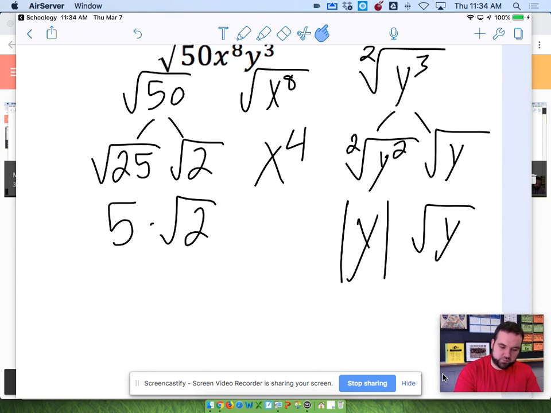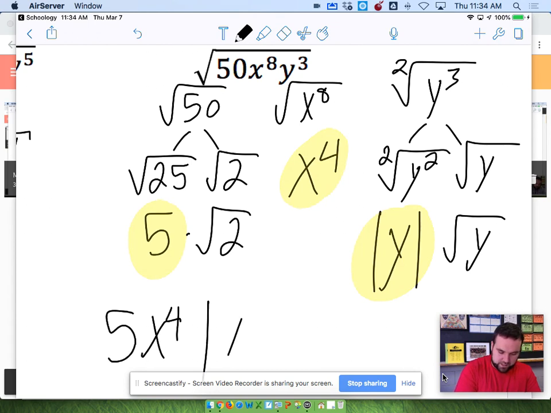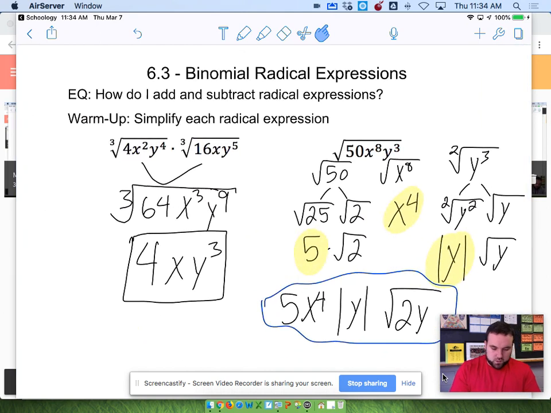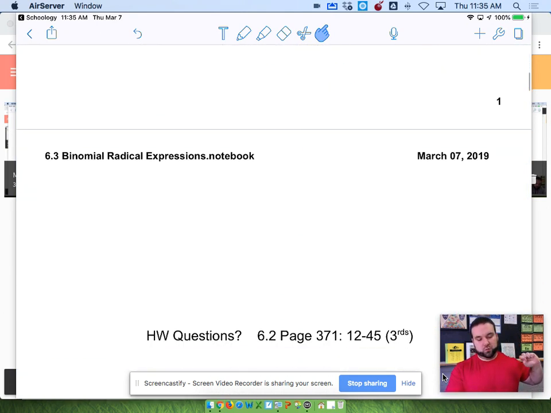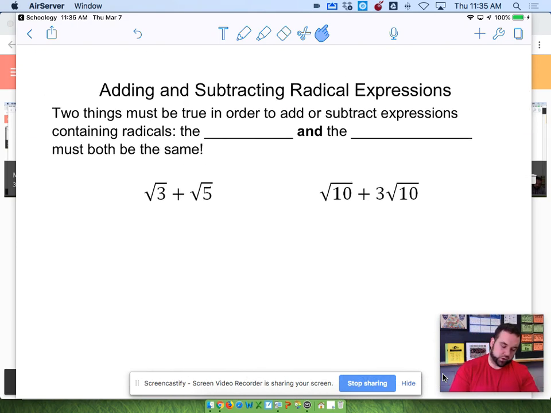What we did in 6.2 was we said, let's take all the things that made it outside of the radical, and we're going to write those down first. So we have 5x to the 4th absolute y, and then underneath the square root, we have left 2y. So here's our final answer, fully simplified. Your homework again from 6.2 was 12 to 45 every third problem. We're going to get right into it.